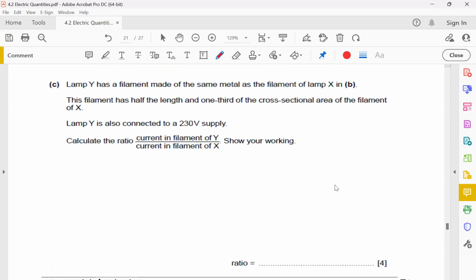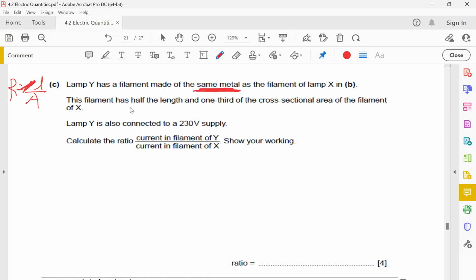Okay, then this next question is a 4-mark question, which is quite a lengthy question. Guys, see what they want from you. Lamp Y has a filament made of the same metal. If they are the same metal, I don't care about the resistivity anymore, right? Because if you remember, guys, the formula is actually resistivity times length over area. But I've mentioned last week, guys, that we usually don't care about the resistivity because they are usually the same metal, okay? So this one here is one key information.